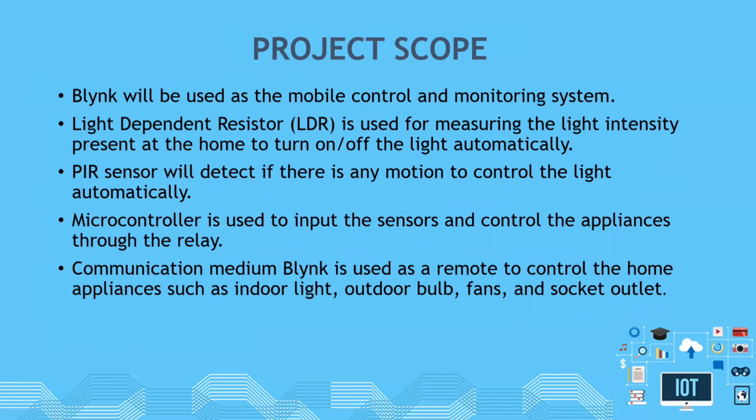And our project scope is Blynk will be used as the mobile control and monitoring system, and light dependent resistor LDR is used for measuring the light intensity present at home to turn on or off the light automatically. PIR sensor will detect if there is any motion to control the light automatically, the indoor and the outdoor light. And microcontroller NodeMCU is used to read the sensor inputs and control the appliances through the relay. Communication medium Blynk is used as a remote to control the home appliances such as indoor light, outdoor bulb, fan, and socket outlet.